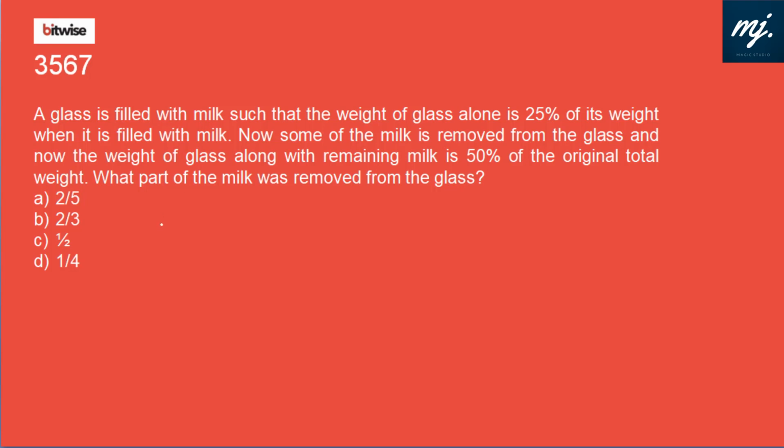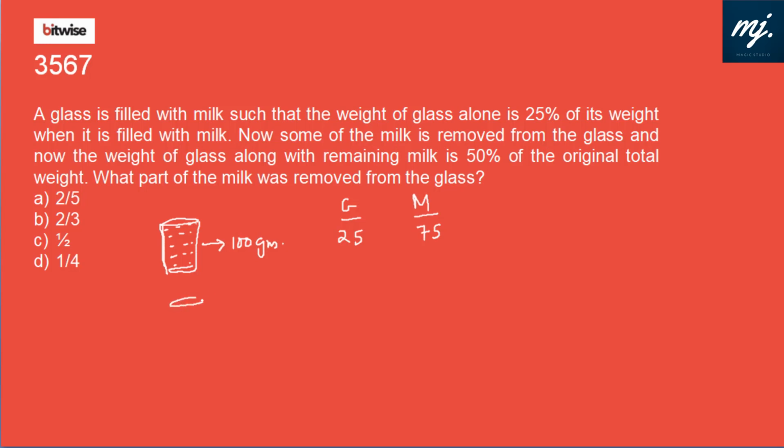A glass is filled with milk, such that the weight of the glass alone is 25% of its weight when it is filled up with milk. Suppose the total weight is 100 grams. Then the weight of the glass is 25% of 100 grams, that is 25 grams. And then the weight of milk in it would be 100 minus 25, that is 75.